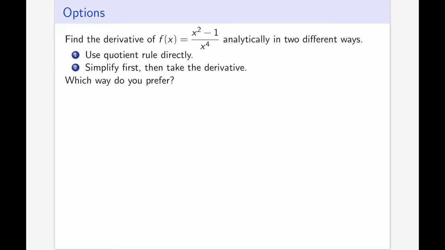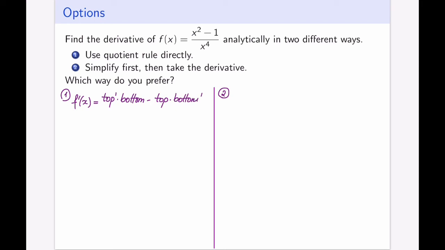So one way, in fact, I'm going to divide my slide into two so that we can compare the two ways really, truly side by side. One way is to simply apply the quotient rule. So I'm going to have to go through the quotient rule formula, the derivative of the top times the bottom, minus top times the derivative of the bottom, divided by the bottom squared. And the second way to do so is to simplify first and then take a derivative.